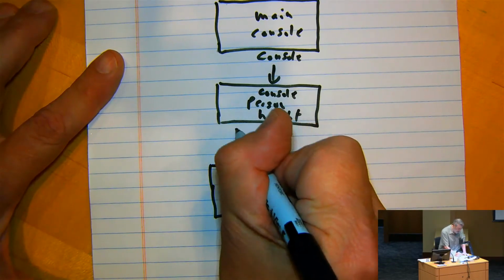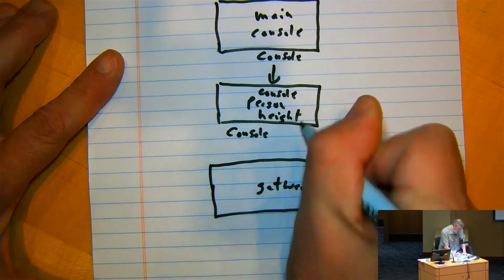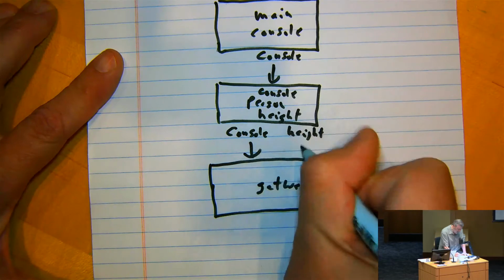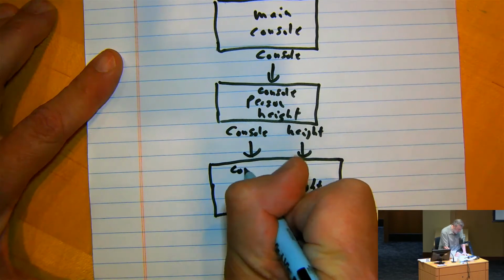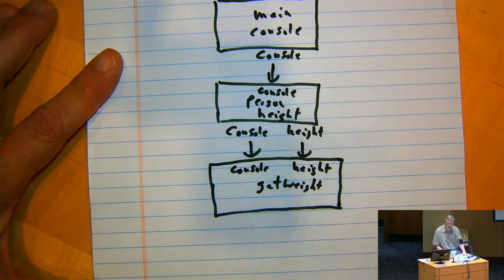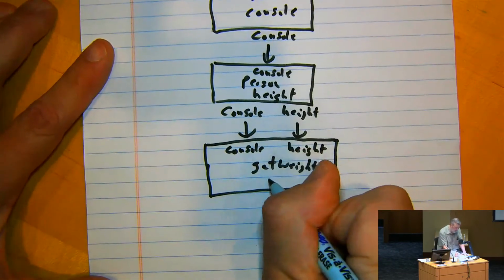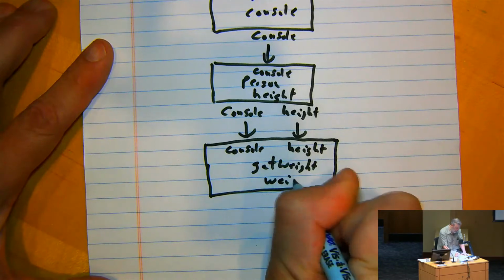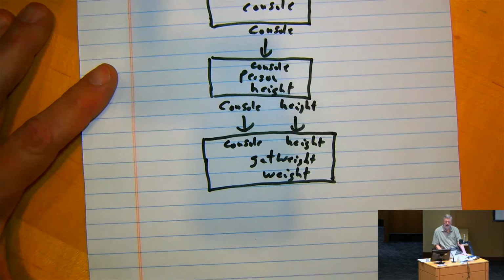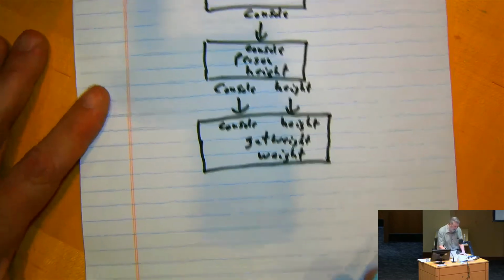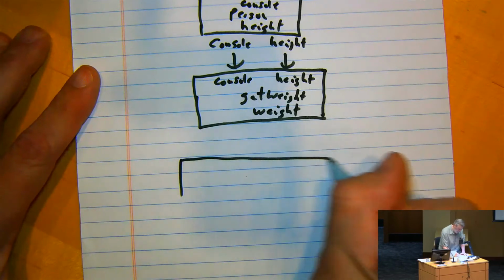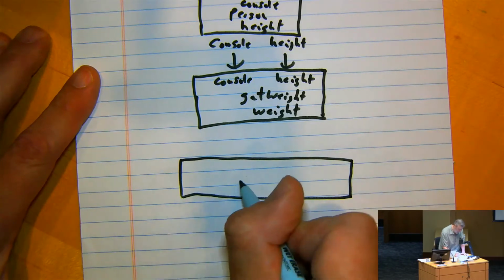And what does it do? It passes the console scanner and the height as parameters into this method. So this method knows about the console scanner and the height because they're passed as parameters. And it introduces its own variable called weight, which is a local variable that's introduced there in that getWeight method. Then what happens? It calls a method called reportStatus.